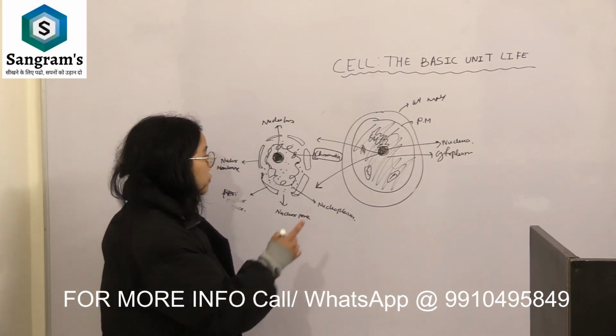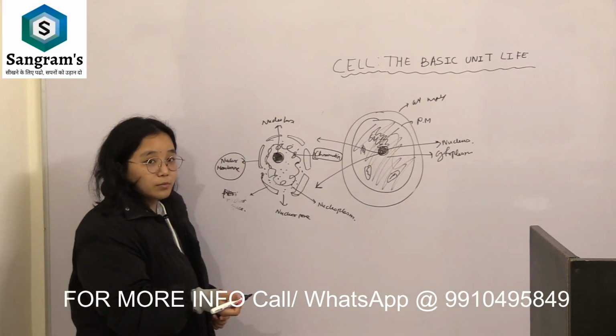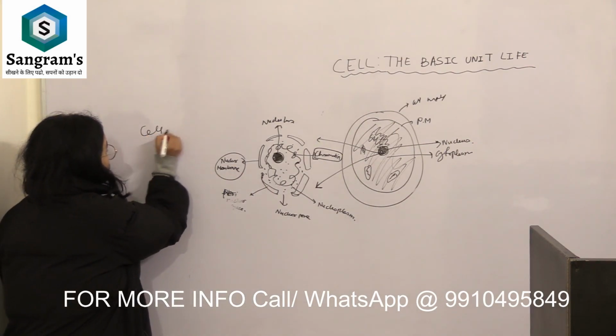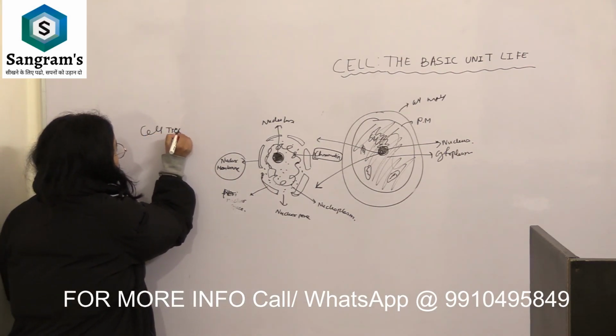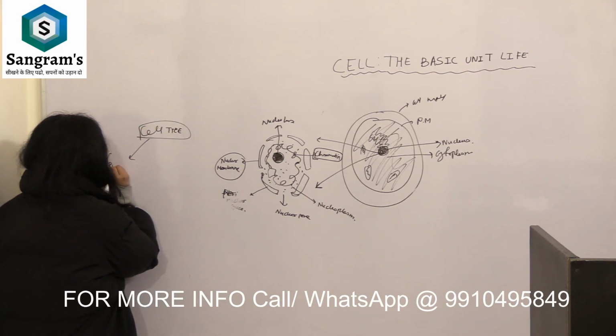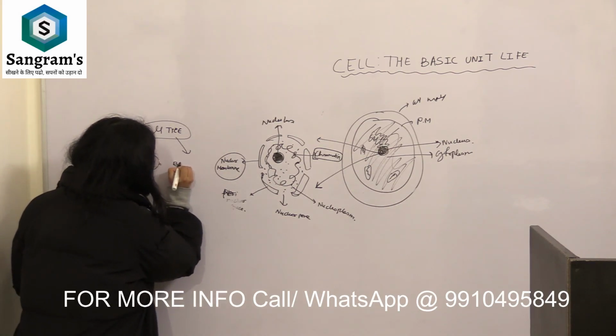On the basis of presence and absence of nuclear membrane, cells can be divided into two types. If we look, there are prokaryotic cells and eukaryotic cells.